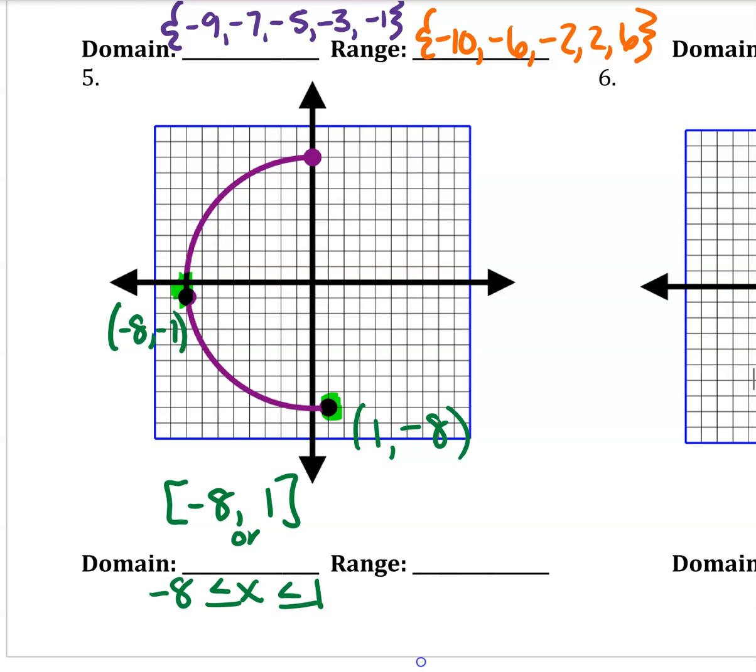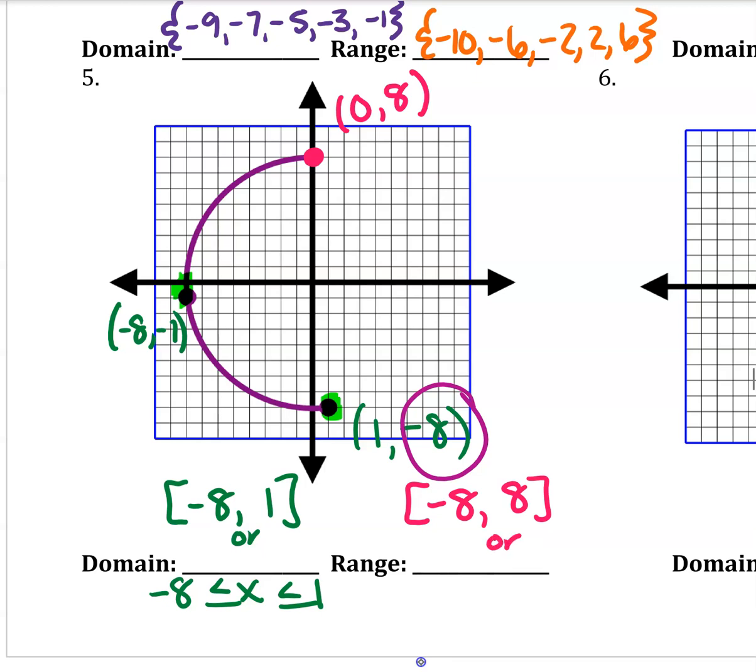Now, same thing with the range. This -8 right here is definitely going to be my smallest, and then I'm going to go all the way up here to this dot that we didn't use right here. That's my biggest. So this point is at (0, 8). So +8 is going to be my biggest. If I'm using the interval notation, I'm going to start with my smallest, which is -8, to biggest, which is +8.